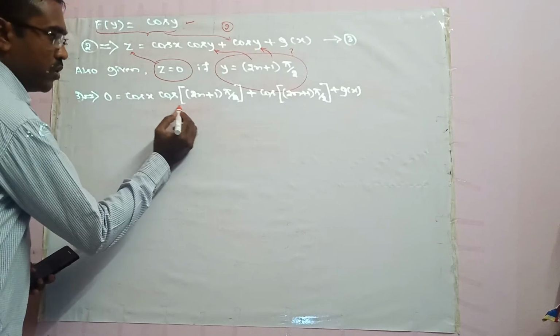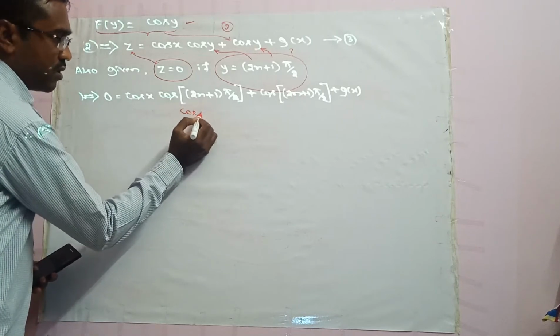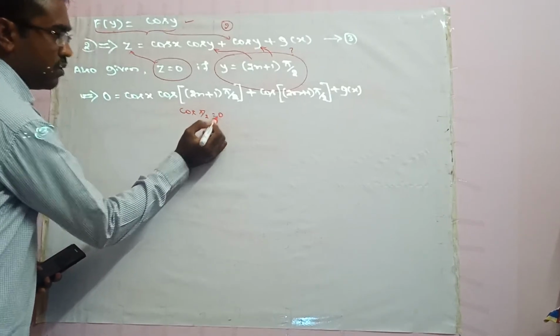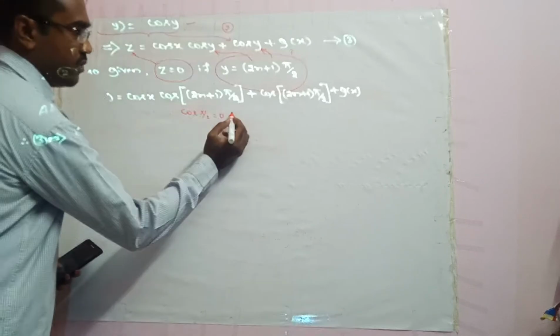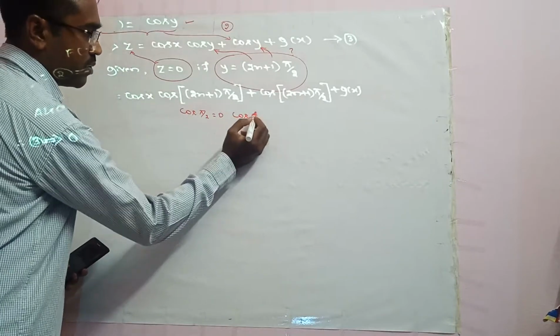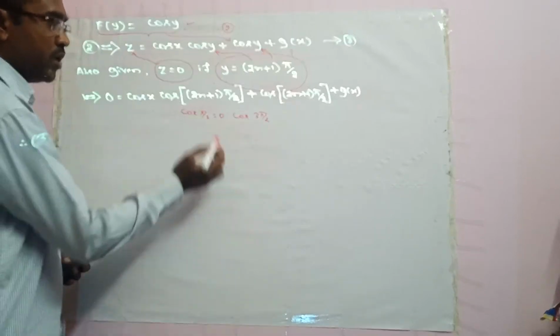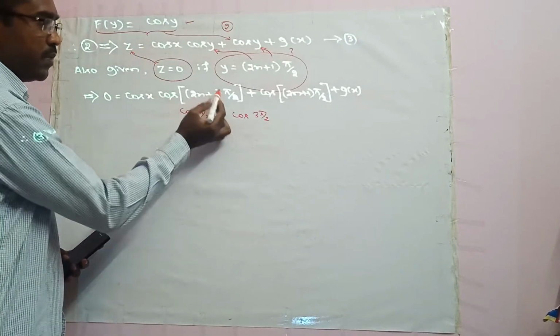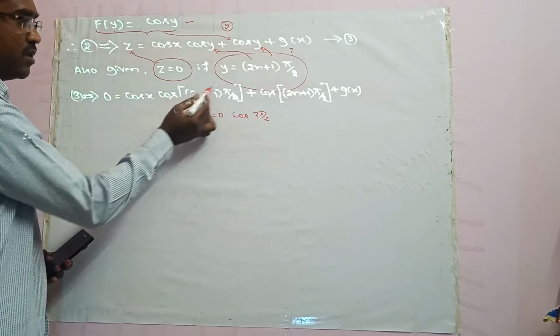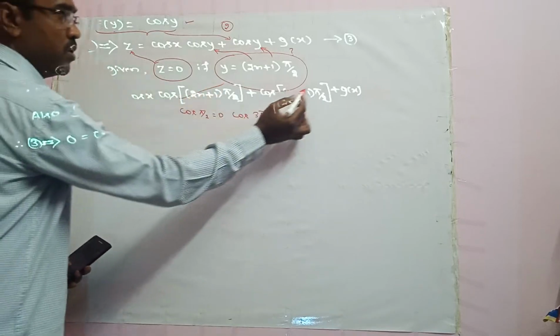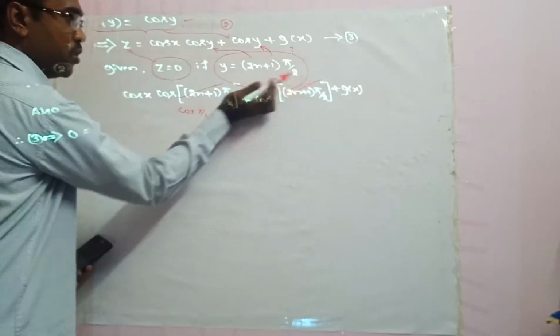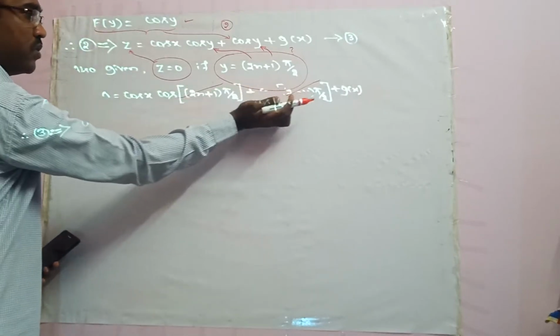We know the value of cos pi by 2 is 0 and the value of cos 3 pi by 2 is also 0 and so on. So if you apply cos on odd multiples of pi by 2, it goes to 0. This also goes to 0. So what do you get?